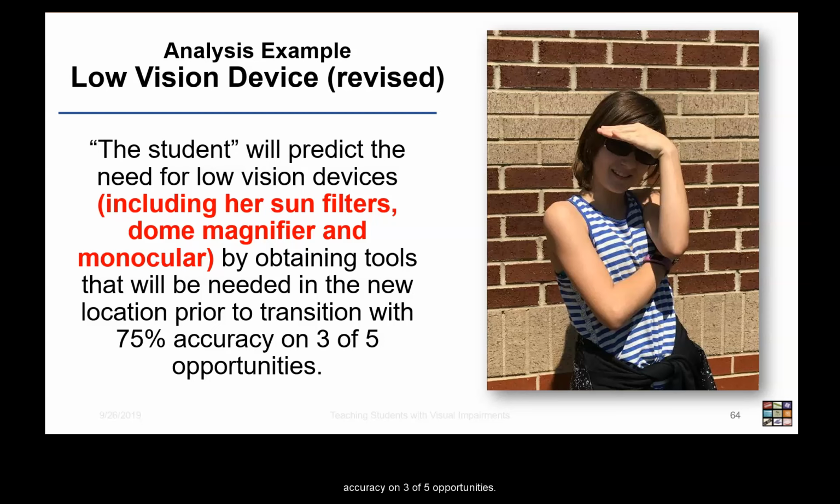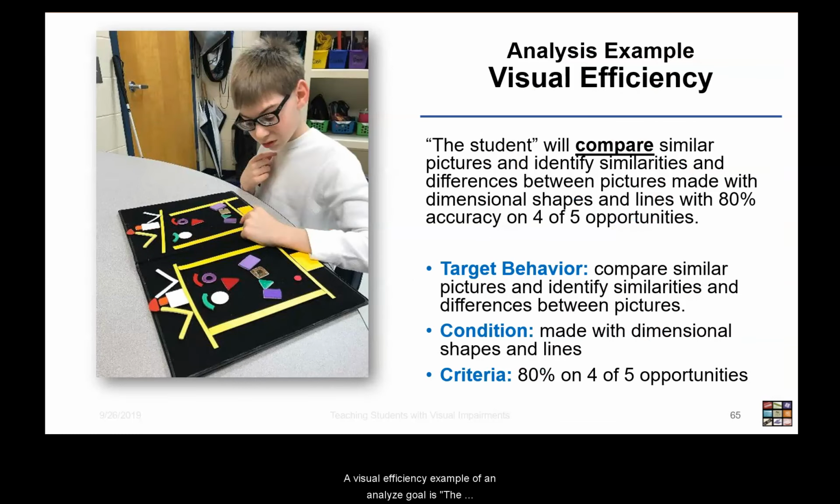A visual efficiency example of an analyze goal is the student will compare similar pictures and identify similarities and differences between pictures made with dimensional shapes and lines with 80% accuracy on 4 of 5 opportunities. In this goal, the target behavior is compare similar pictures and identify similarities and differences between pictures. The condition is made with dimensional shapes and lines, and the criteria, 80% on 4 of 5 opportunities.